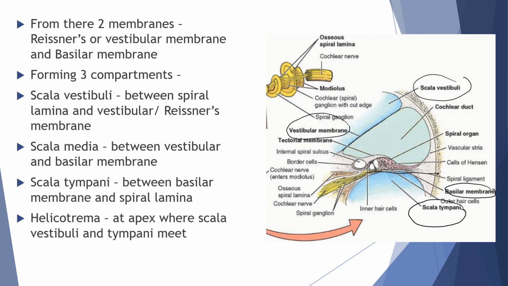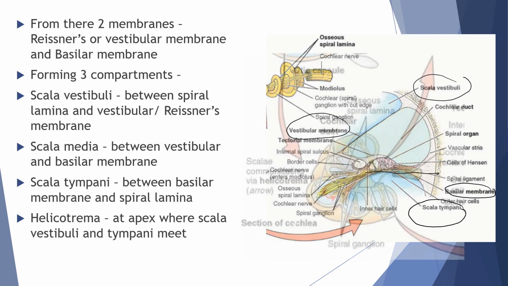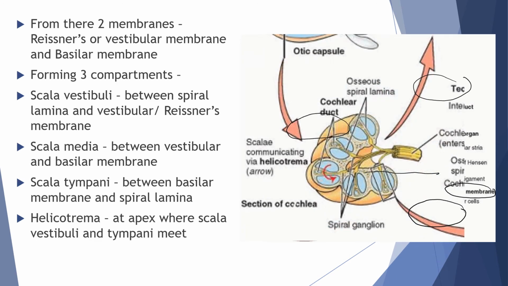Helicotrema lies at the apex where the scala vestibuli and the scala tympani meet at the apex of the cochlea. So this is the helicotrema where they two communicate.